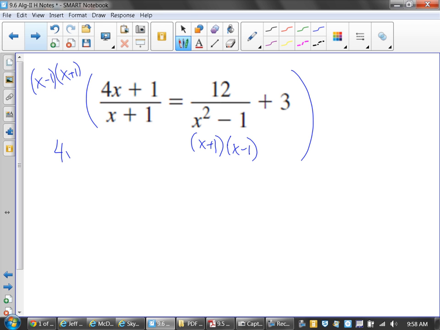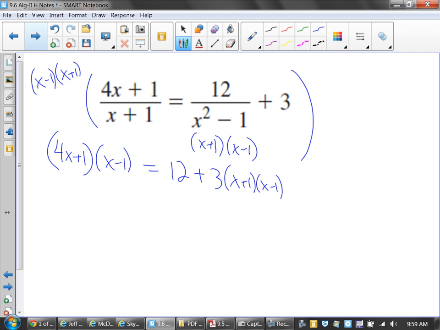So I get 4 times x plus 1 times x minus 1 equals. Do I need to distribute anything to the 12? I don't. The reason is because it already has both of them. And what does the 3 need? 3 times x plus 1 times x minus 1. It needs them both. Okay.